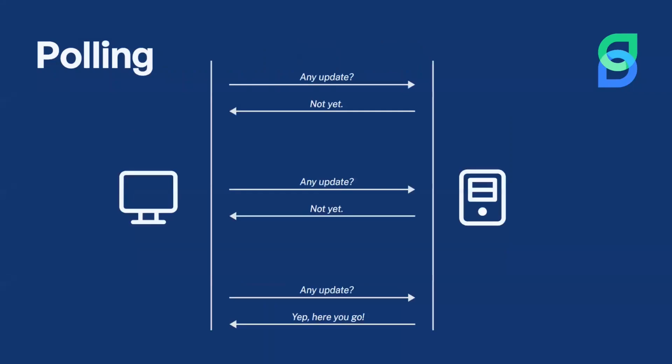Now, we could try to get around this by having the client send repeated requests at set intervals to the server to check for updates. This is called polling. If the polling interval is short enough, you could end up with something that looks like real time. But this is a suboptimal solution for use cases where we want to send high frequency updates. We're sending a fresh request every time we want to check for new data, and these repeated requests create extra load on both the server and the client.